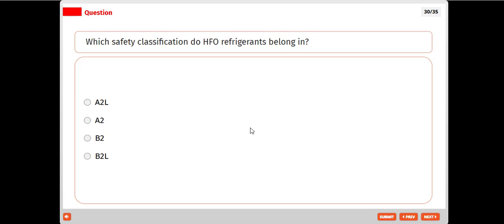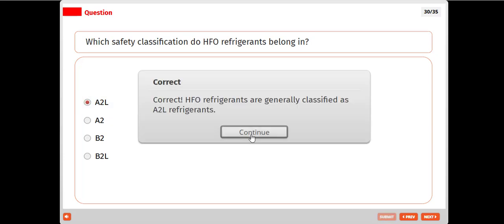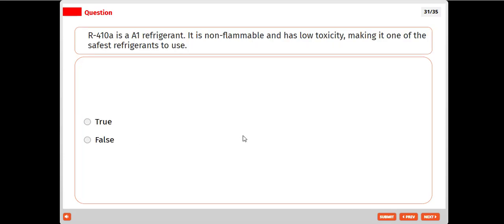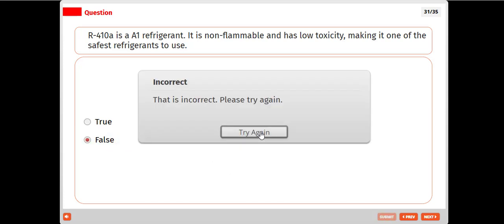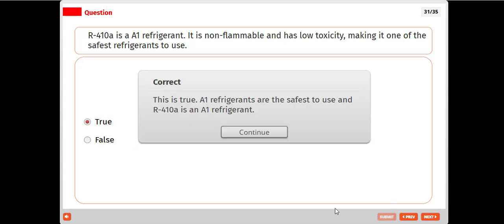Which safety classification do HFO refrigerants belong to? I think A2L. Yeah. R410A is an A1 refrigerant. It is non-flammable and has low toxicity, making it one of the safest.